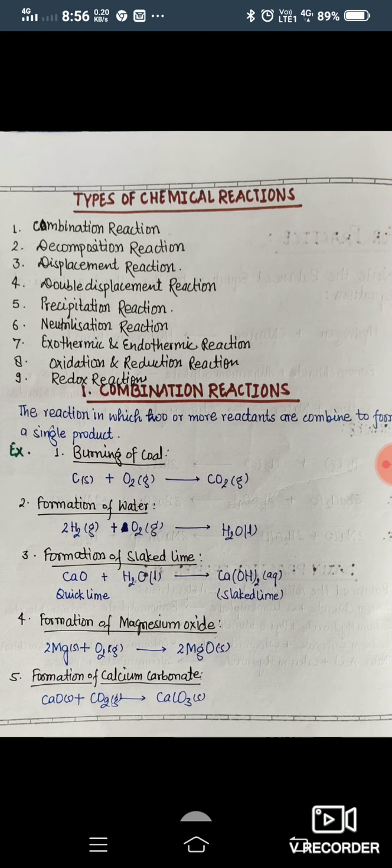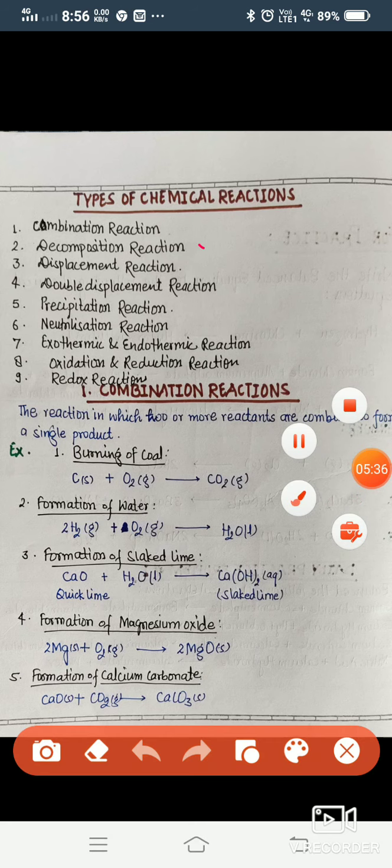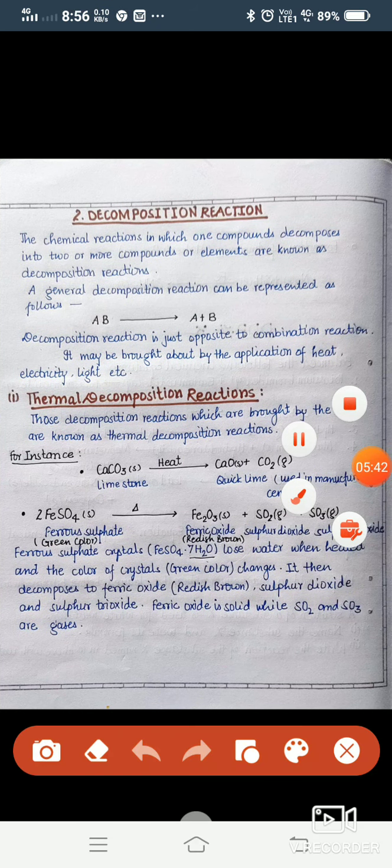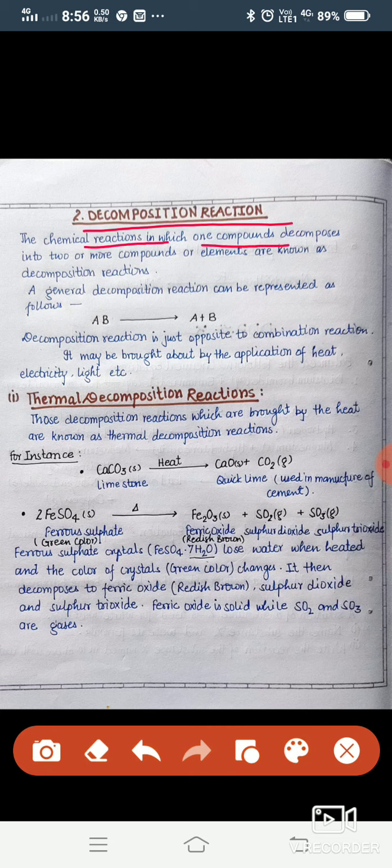Now let's see the next reaction, that is the decomposition reaction. As we see by the term, decomposition means breakdown. So let's see the definition: the chemical reaction in which one compound decomposes into two or more compounds or elements is known as decomposition reaction. It means if one substance is broken down into two or more substances, it is called a decomposition reaction.